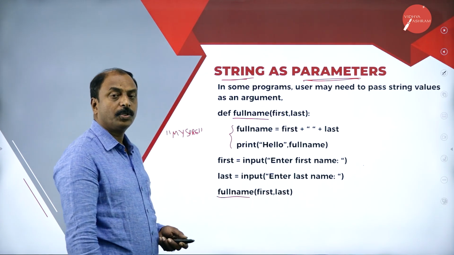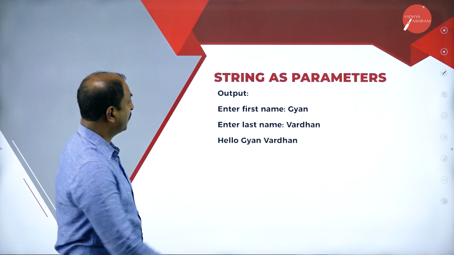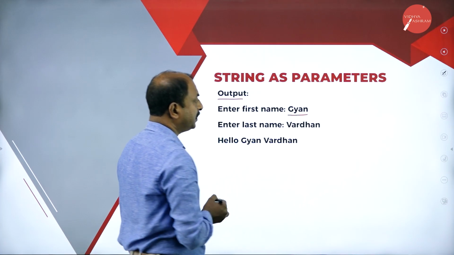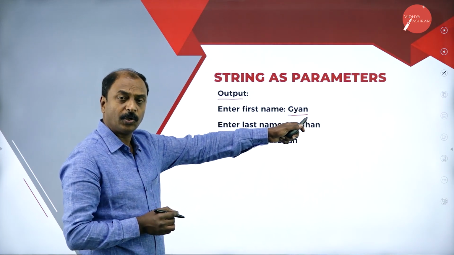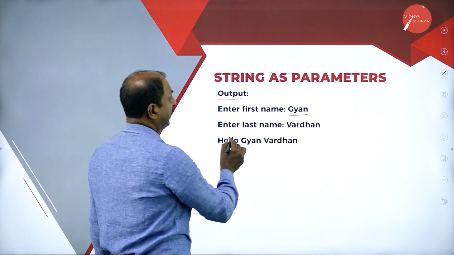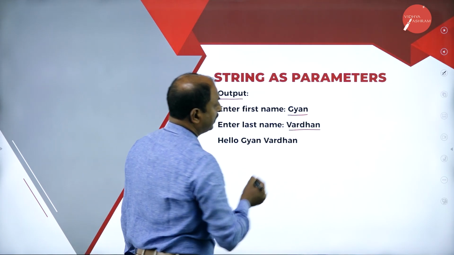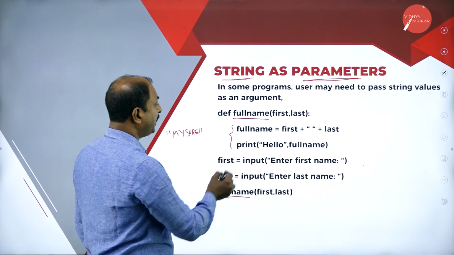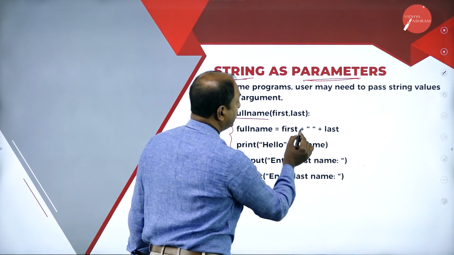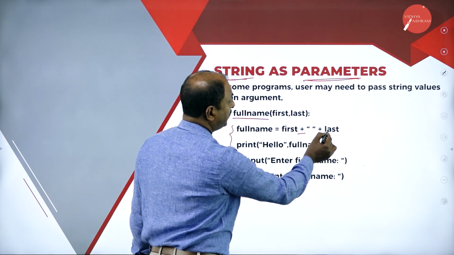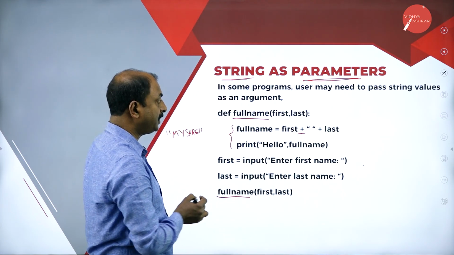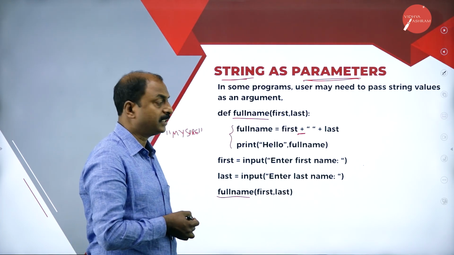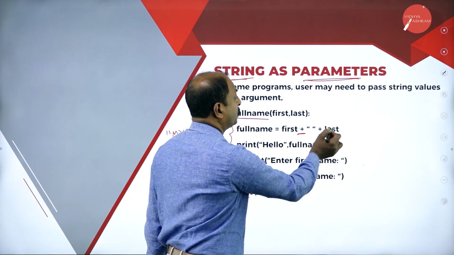Now let us see what the output of this would be. If you look at the output, here it says enter first name. You are entering one name, Gyan, G-Y-A-N. It is a string, a group of characters. And again enter last name. It is Vardhan. This is another string. As per the function statement, we have given full name equals first plus a space and last. The plus here stands for concatenation as far as strings are concerned. So it is going to join these two strings.